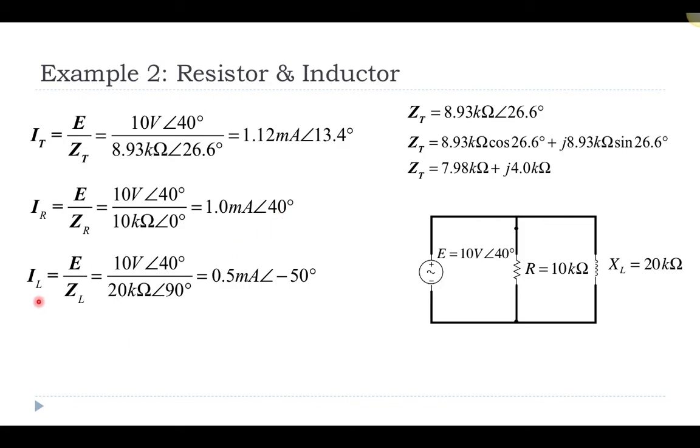And if I'm interested in knowing the current through the inductor, again, they're in parallel, so I would take the voltage going across all of those components, which is 10 volts with an angle of 40, and I would divide by the impedance of the inductor, which is 20 kiloohms, angle of 90, right? This is my reactance, and my angle is 90. 10 divided by 20 is 0.5, and then 40 minus 90 is negative 50. So my inductor current has an angle of negative 50.